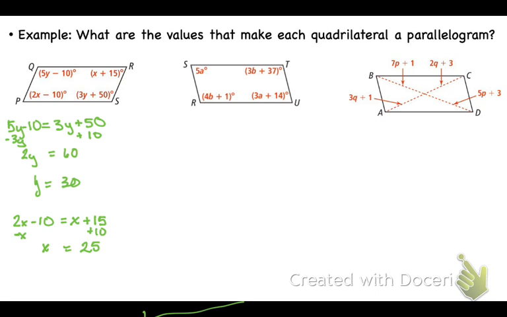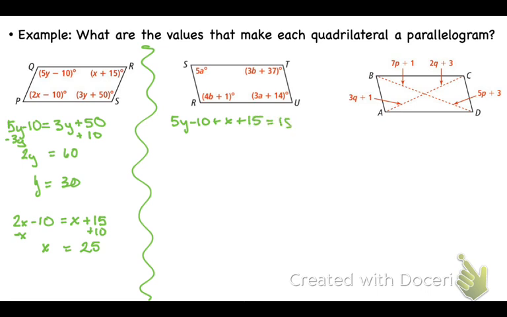Yes. Okay. So now I'm going to show you another method. You do not need to write this down. Just please watch. Okay? So I know that consecutive angles equal 180. So I know that 5y minus 10 plus x plus 15 equals 180. Correct? And I know that 2x minus 10 plus 3y plus 50 equals what? 180.